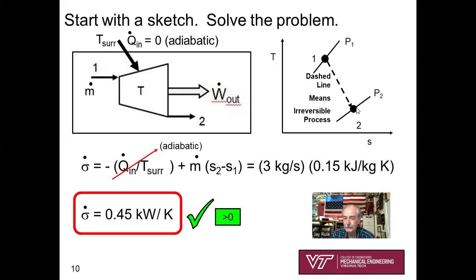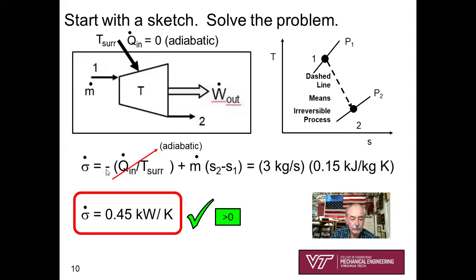Okay, here's state 2. And I know that state 2 is going to be to the right of state 1, because given in the problem, S2 minus S1 is a positive number. All right, so there's my sketches. Okay, the next thing, let's do the numerics.